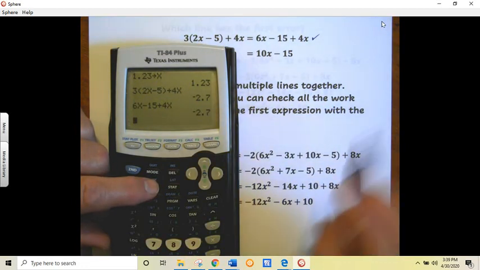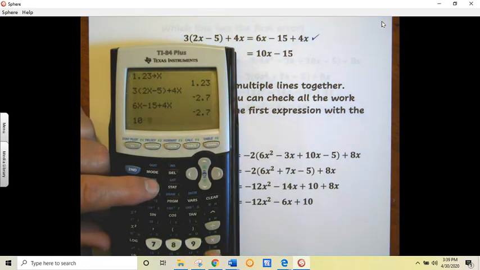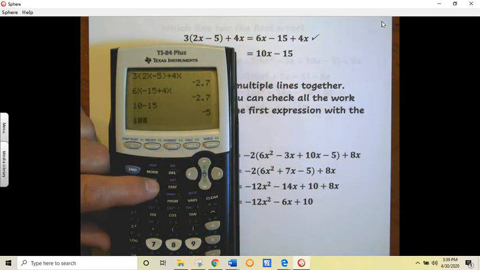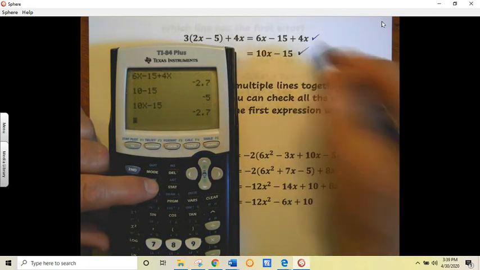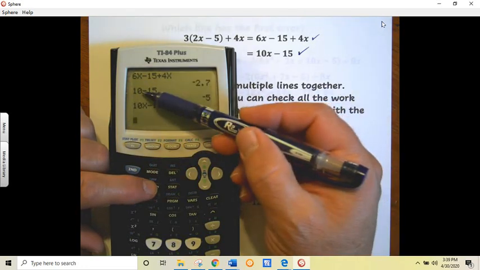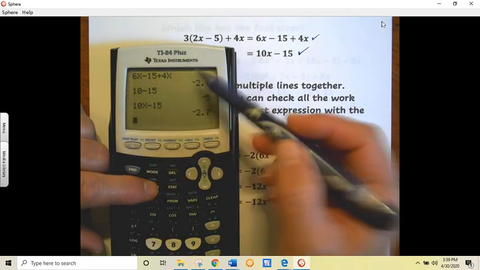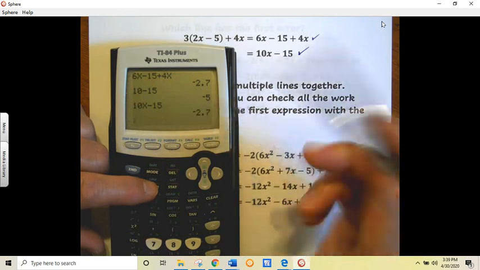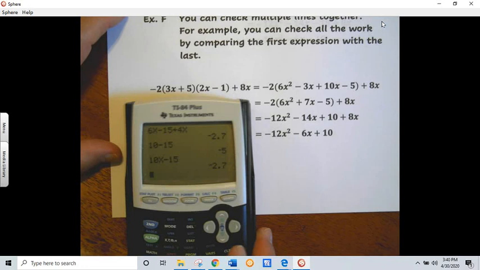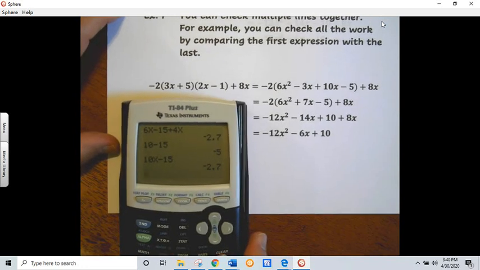And finally, I type in 10x minus 15. And this problem, oops, let me try that correctly, 10x minus 15. I forgot to type the x. And this problem's been done correctly throughout the whole thing. I'm actually kind of glad I messed up there because you can see that you have to type things correctly for it to work.